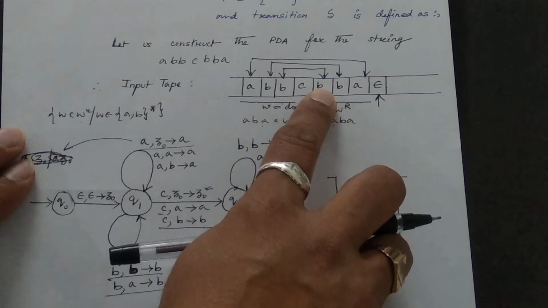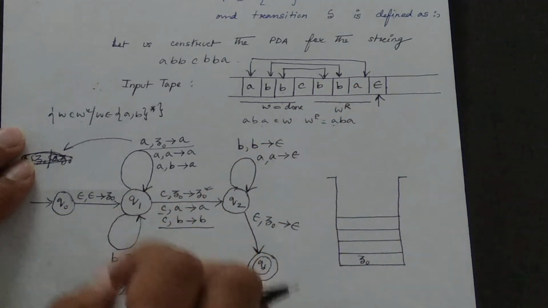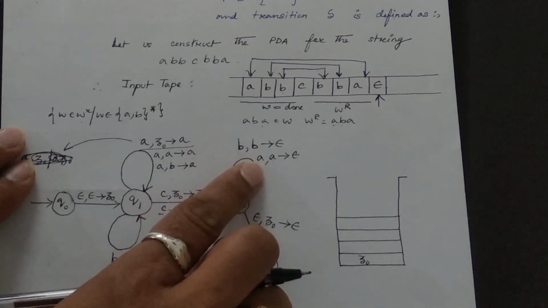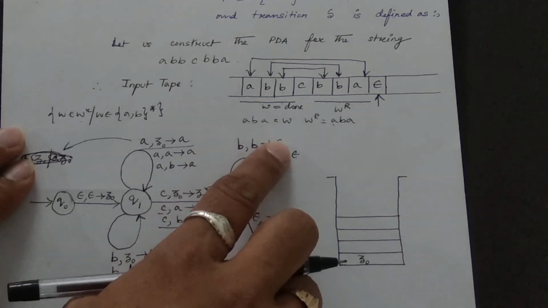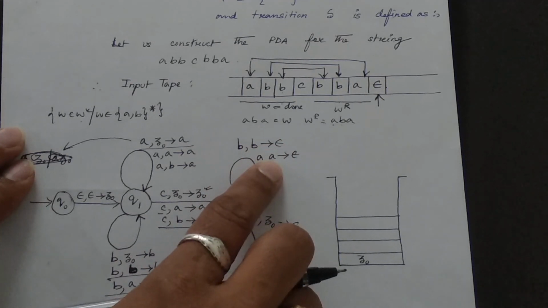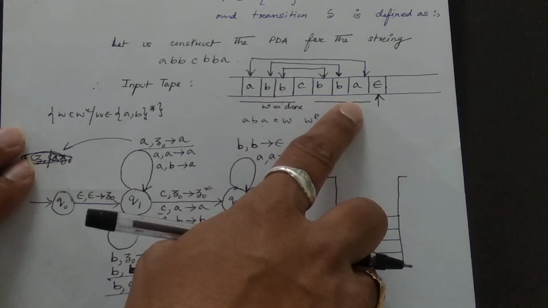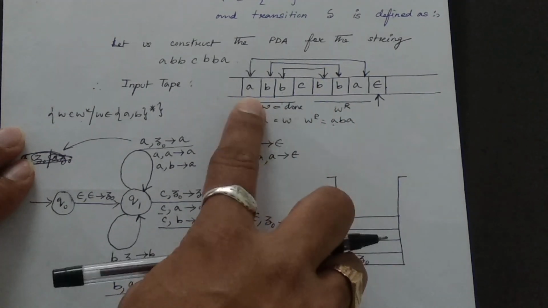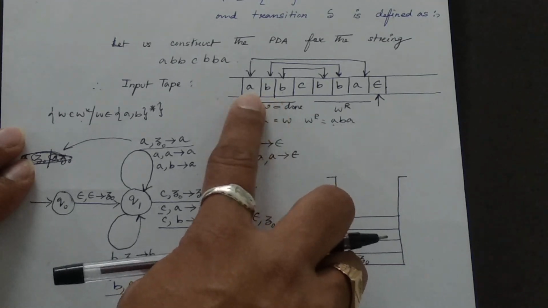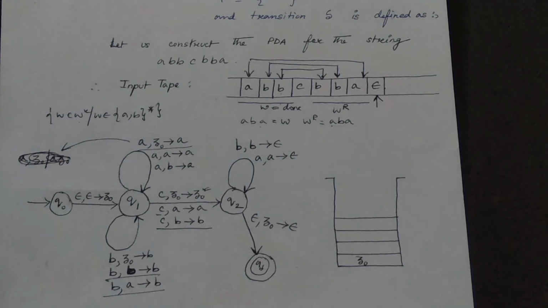So for this particular W to the power R, I have to take these two loops. There is no other option because this is a fixed one. Because on reading B, the top of the stack should be B, then only it will pop. On reading A, the top of the stack should be A, then it will pop. Because I have already told you, for W to the power R, whatever string is there, each position should match with the W positions, in reverse order. Correct? So this is the general overview diagram of your W C W to the power R.